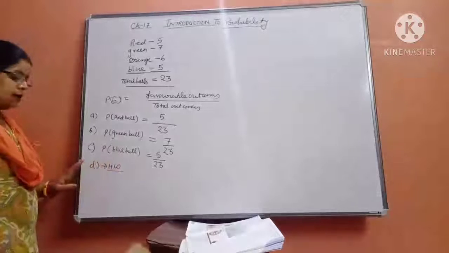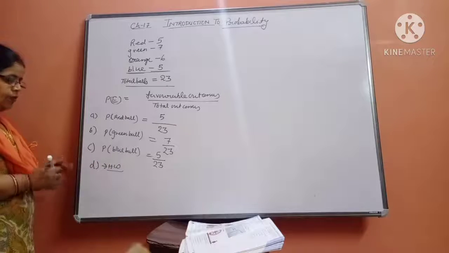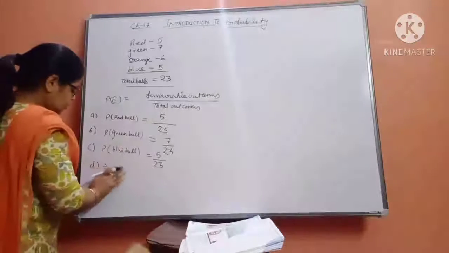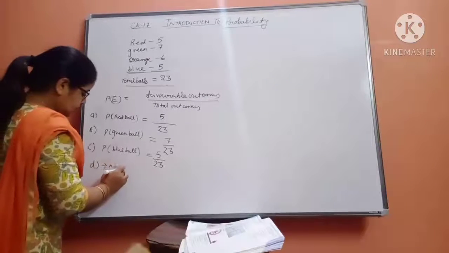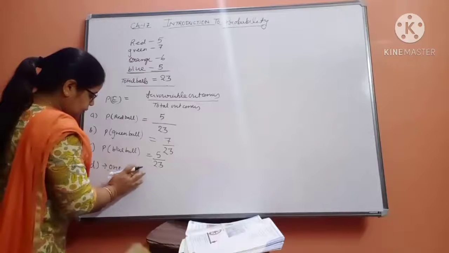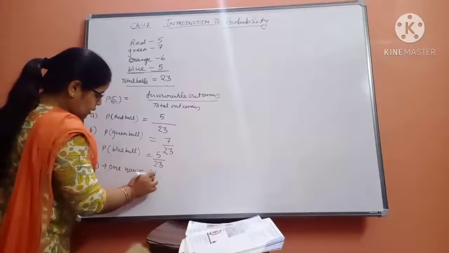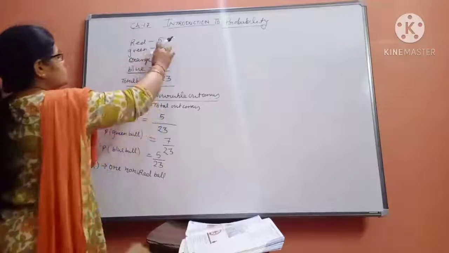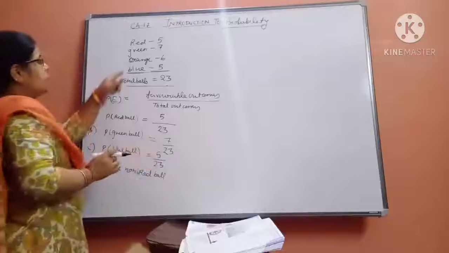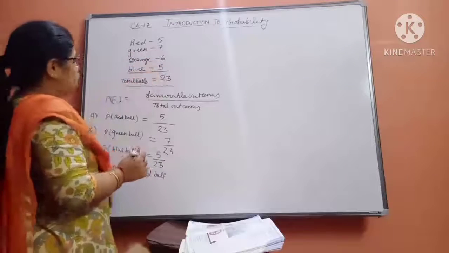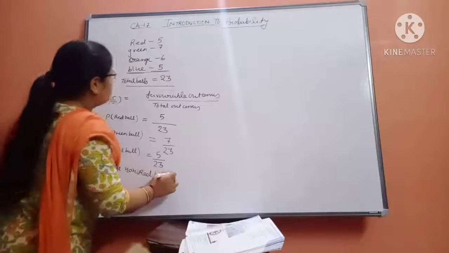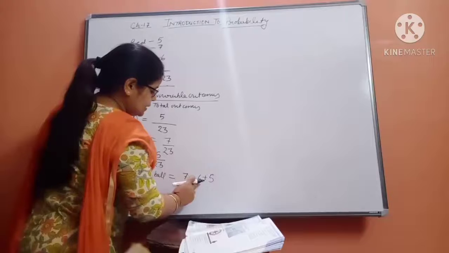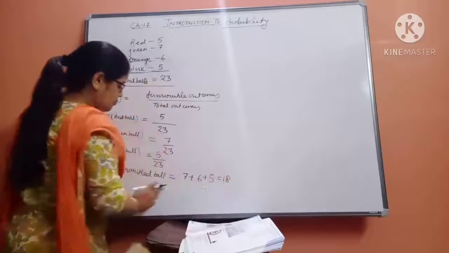Beta, the D part you cannot do, so I am going to do it. That is one non-red ball. You will get confused in this part. One non-red ball means you don't want a red ball. So you just remove the red balls and count the rest of the balls. It may be green, orange or blue. So you add them: 7 plus 6 plus 5. 7 plus 6 is 13, plus 5, total 18. It will be your favorable outcome.